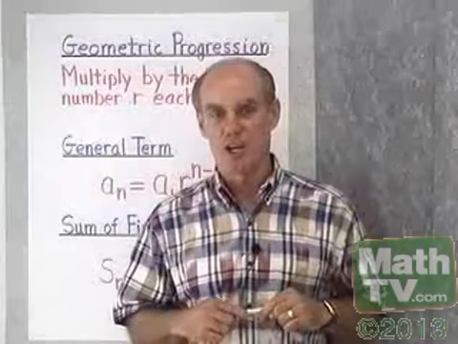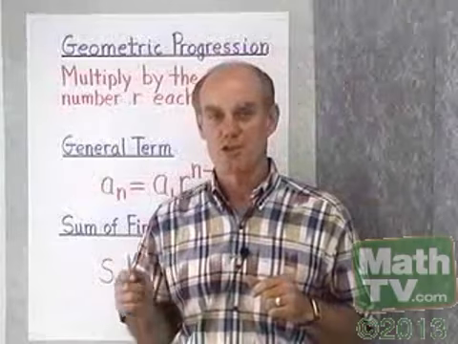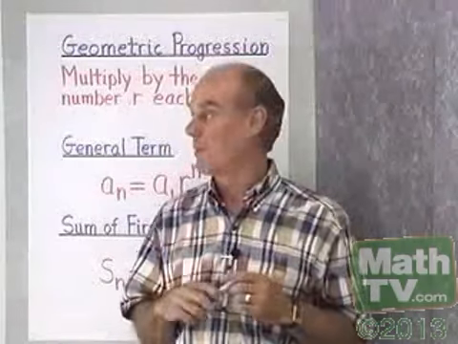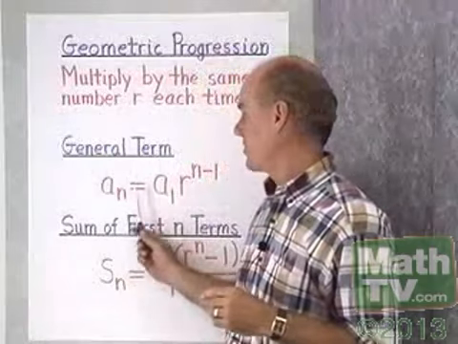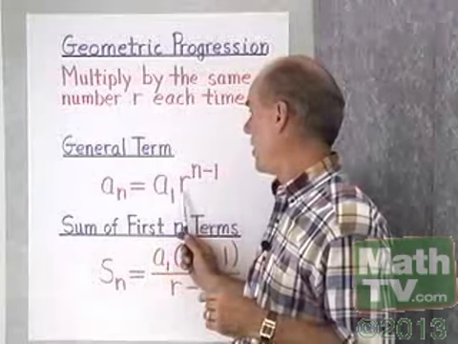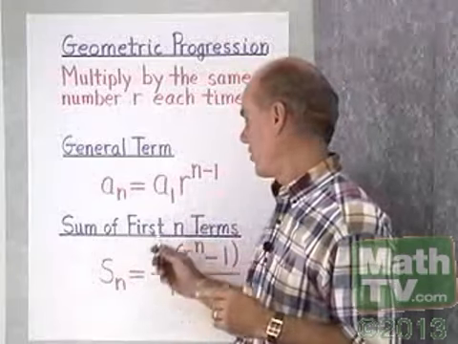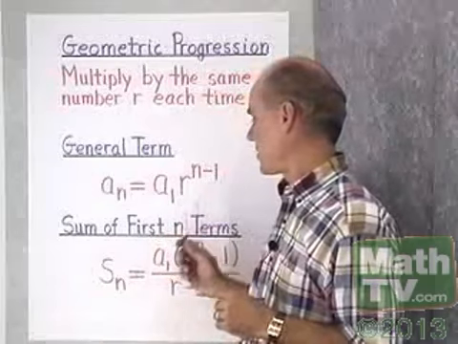In this section we want to look at geometric sequences, and recall that a geometric sequence is one in which each term comes from the previous term by multiplying by the same amount each time. Now the general term for a geometric sequence is a sub n equals a sub 1 r to the n minus 1. R, remember, is called the common ratio. A sub 1 is the first term. So it's the first term times r to the n minus 1.